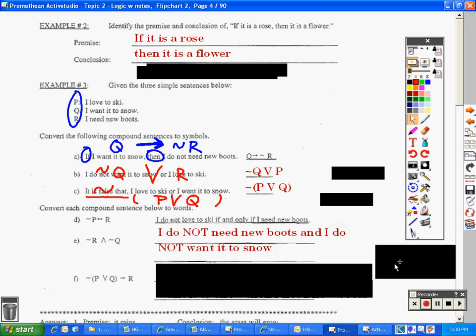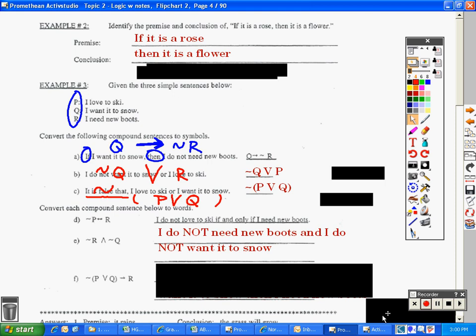Okay, take a second to translate the next one. Squiggle R, upwards arrow, squiggle Q. Squiggle R means I need new boots, but the opposite. So I do not need new boots. And squiggle Q, I do not want it to snow. I don't know who would say this, but that's what it means. I do not need new boots, and I do not want it to snow.